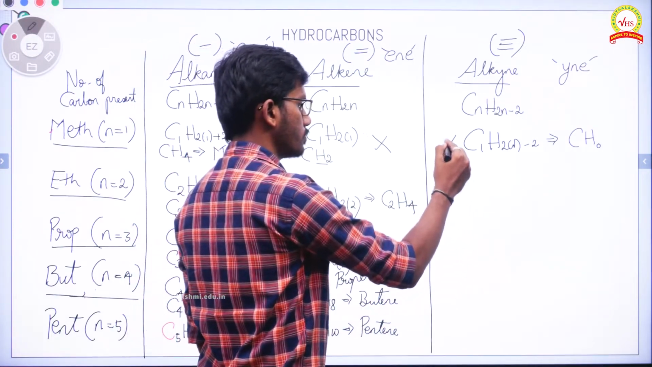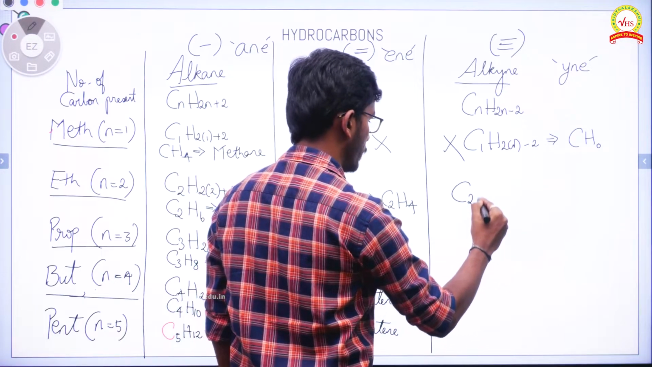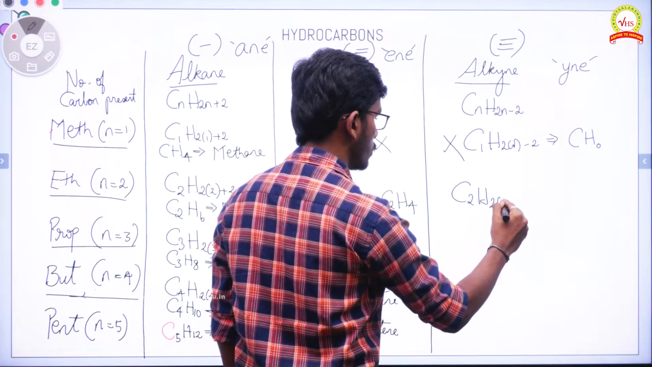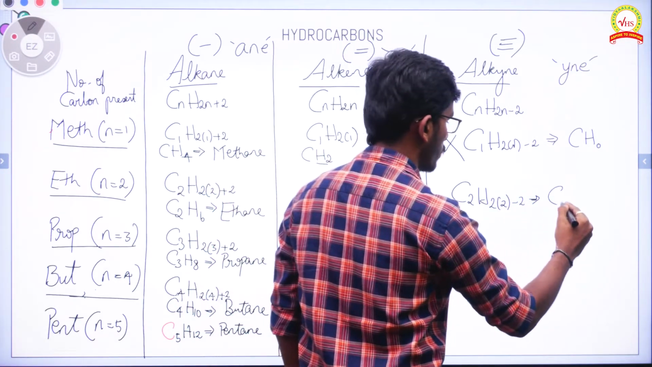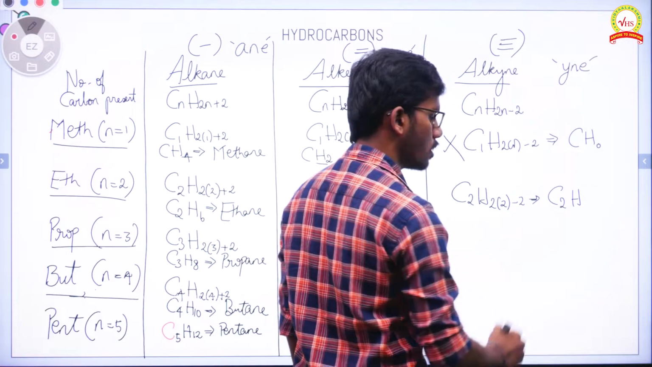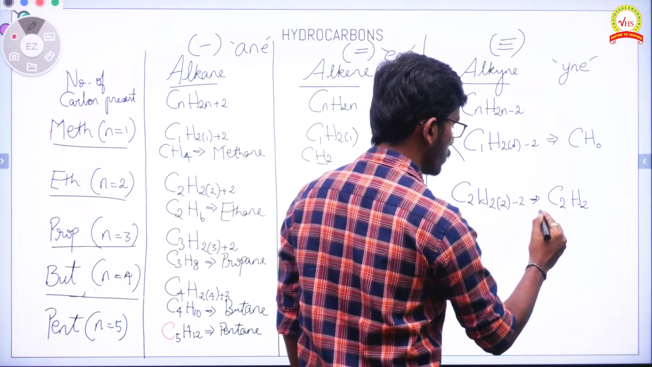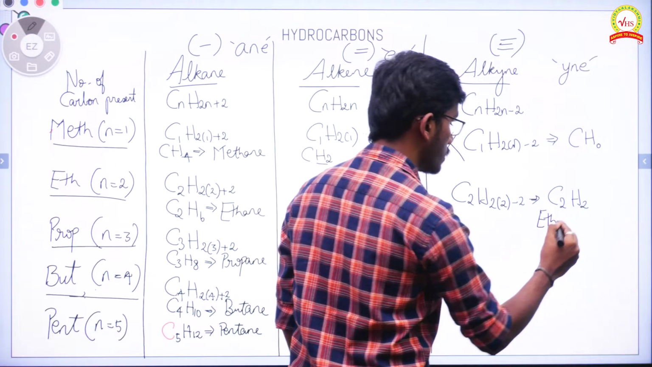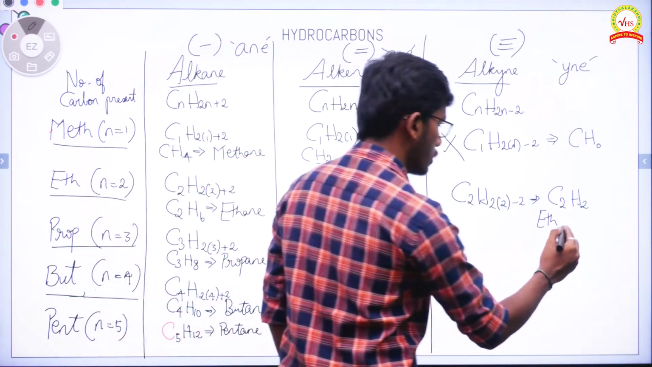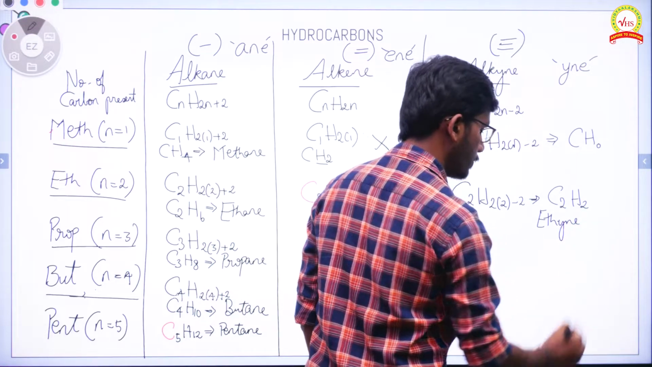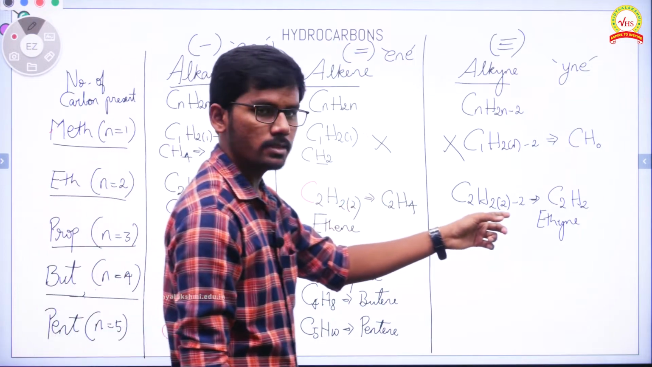Okay. So let us move on to the next, 2 carbon atoms. Eth, C2H2 into 2 minus 2. So the simplified formula is going to be C2H, 2 2s are 4, 4 minus 2 is 2, C2H2. And the name for this compound is going to be, prefix is eth and suffix here we have to see clearly, it is yne. So therefore it should be pronounced as ethyne. You just compare and see, this is ethane, this is ethene and this is ethyne.